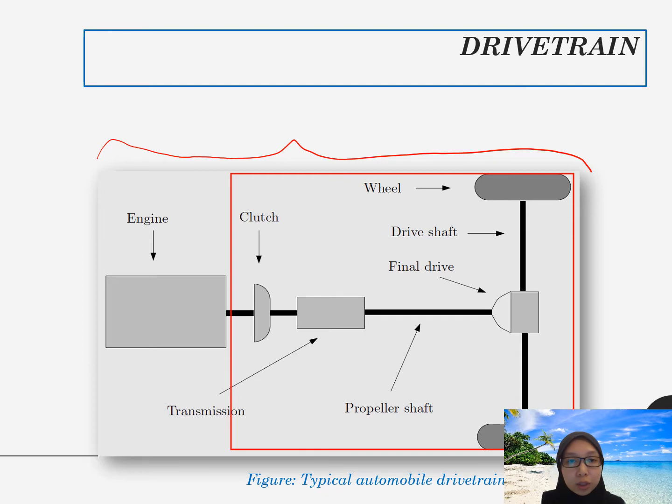The drivetrain's function is to couple the engine that has already produced the power to the drivetrain, with the help of other components such as the clutch, the transmission, the gearbox, the propeller shaft, the final drive shaft, and to the wheels at the back.